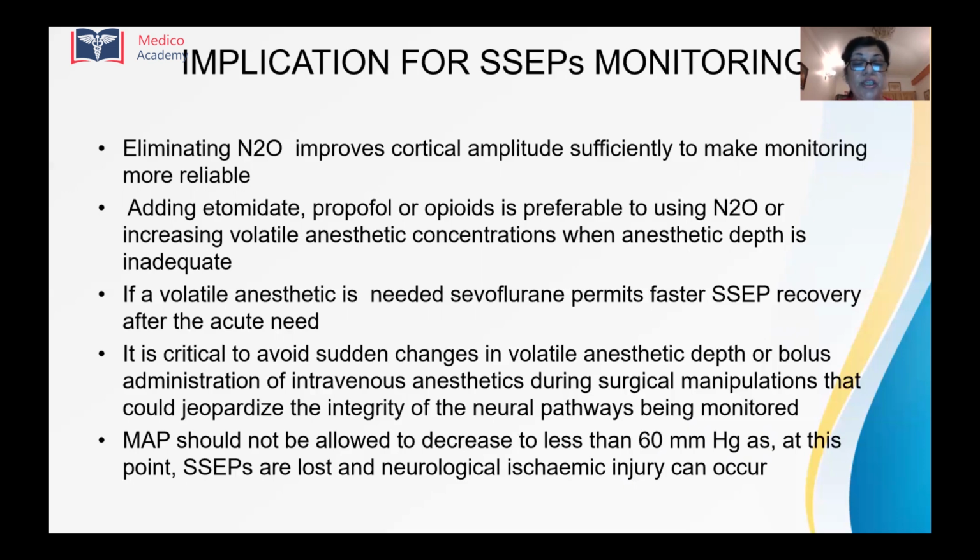It is critical to avoid sudden changes in the volatile anesthetic depth or bolus administration of intravenous anesthetic during surgical manipulations that could jeopardize the integrity of the neural pathways being monitored. The mean arterial pressure should not be allowed to decrease below 60 mmHg, as at this point the SSEP are lost and neurological ischemic injury can occur.